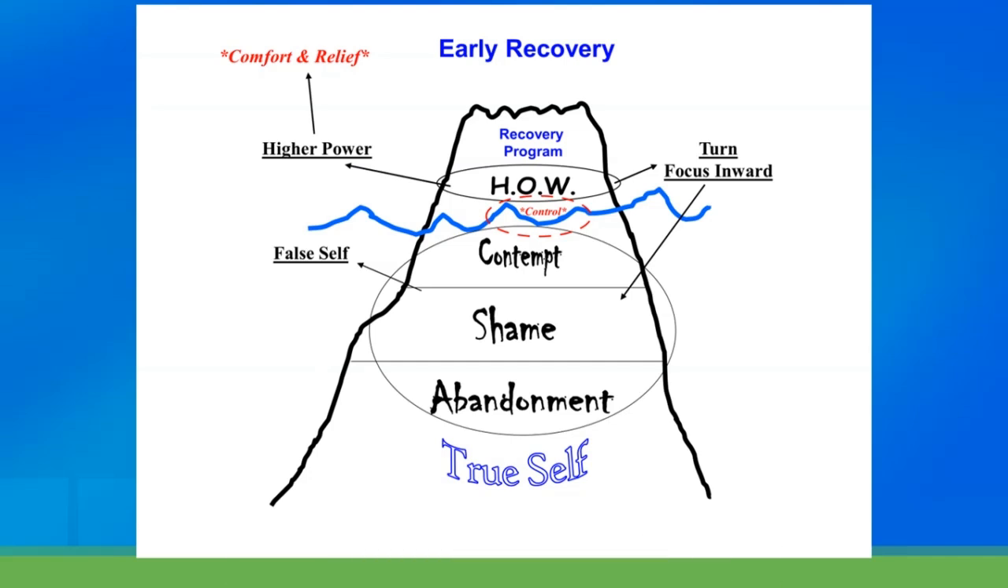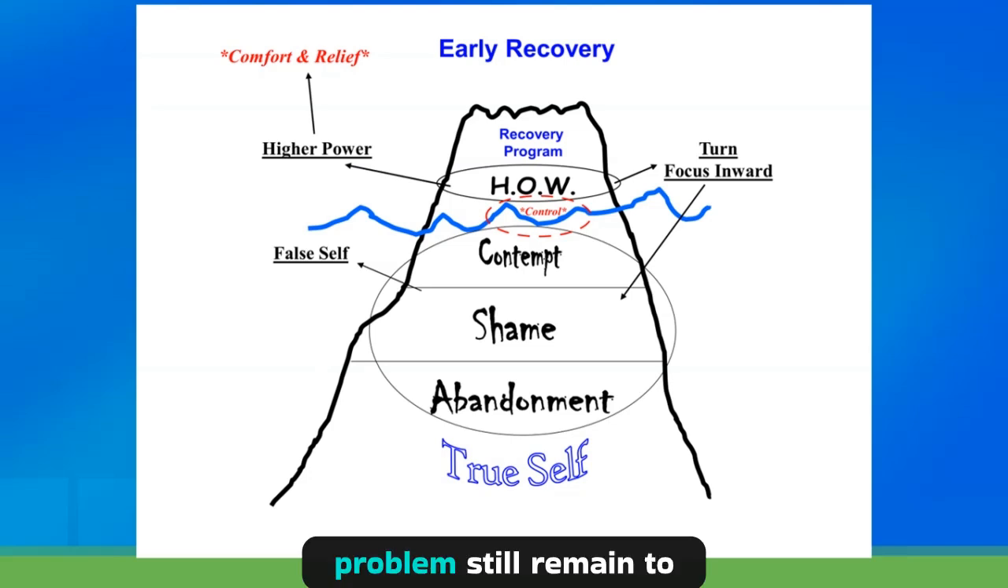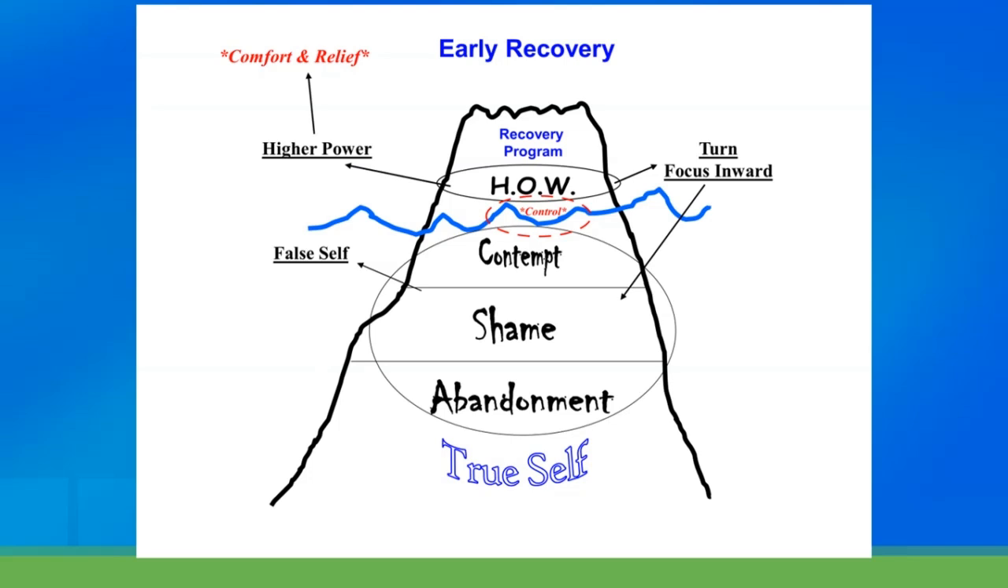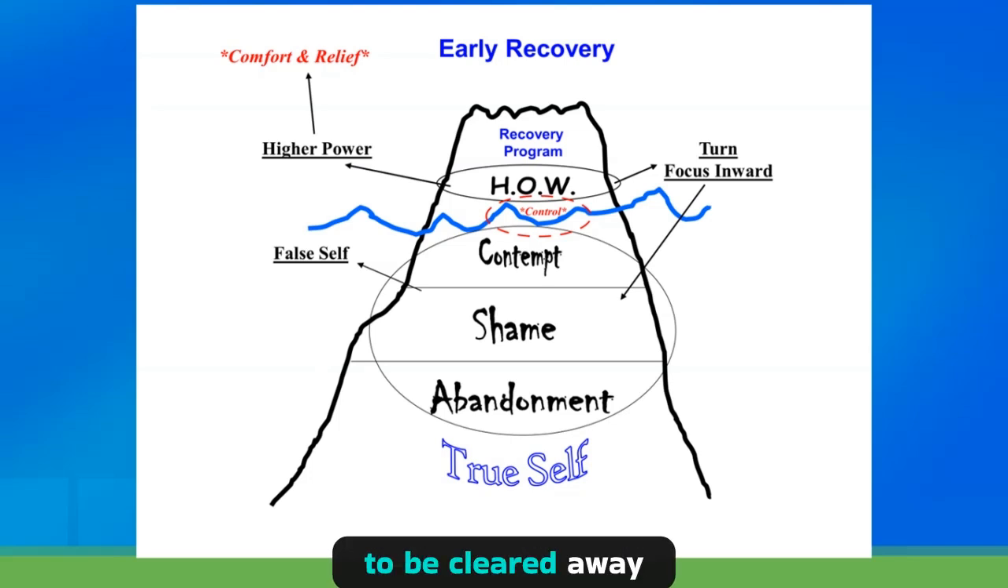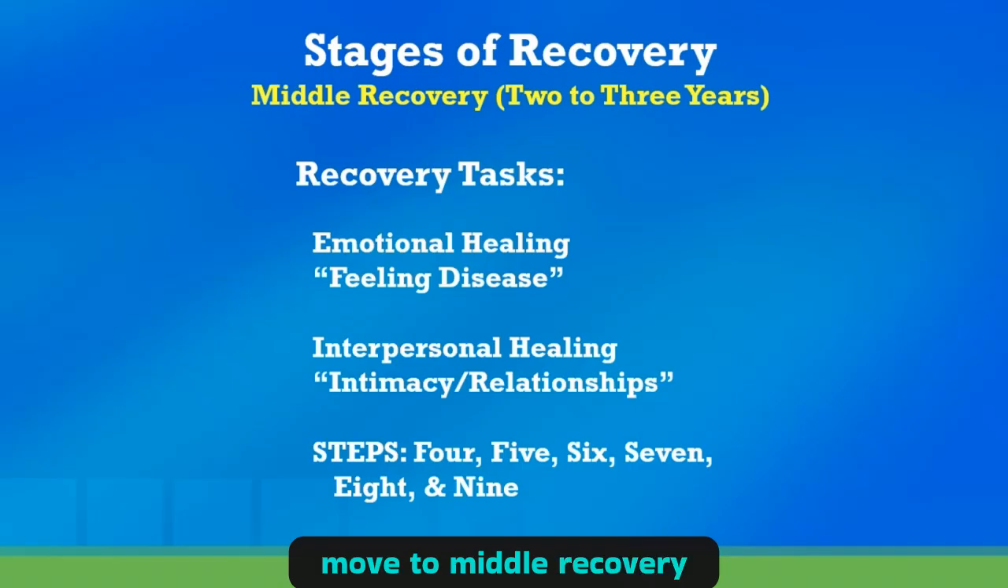And yet we see that the roots of the problem still remain to be dealt with, and that's the development of the false sense of self, the contempt, shame, and abandonment that covers up that true self, who we really are. So the wreckage of the past still needs to be cleared away, and in early recovery, we move to middle recovery. 2 to 3 years into recovery, we're beginning to get very serious about emotional healing and interpersonal healing.